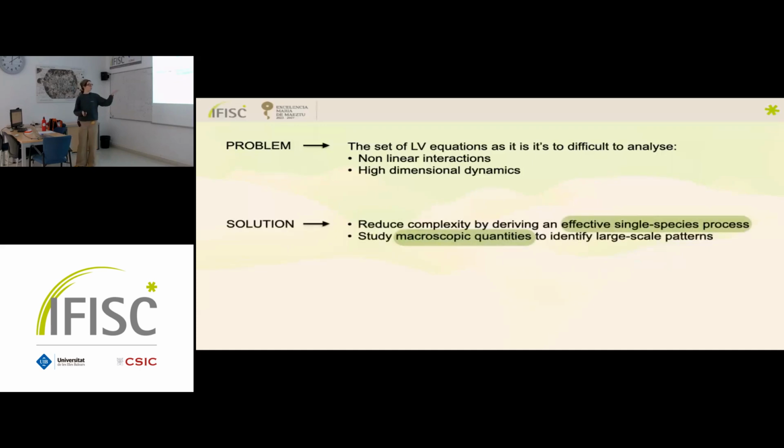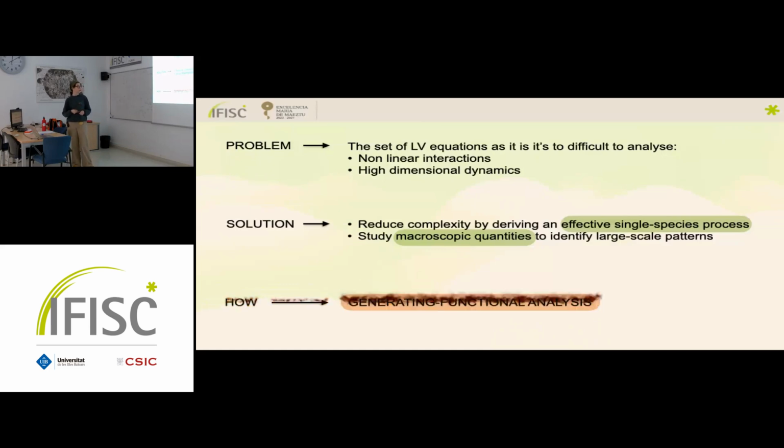Well, the two solutions are consequential to each other. The first idea is to derive an effective single species process. With this effective single species process, the final goal of the theoretical part of the study is to find a system involving macroscopic quantities through which I can determine the general behavior of my system. How do I do this? Well, using generating functional analysis.